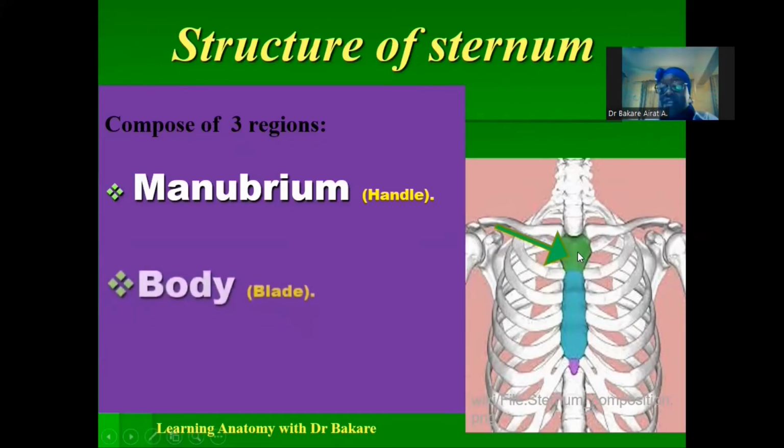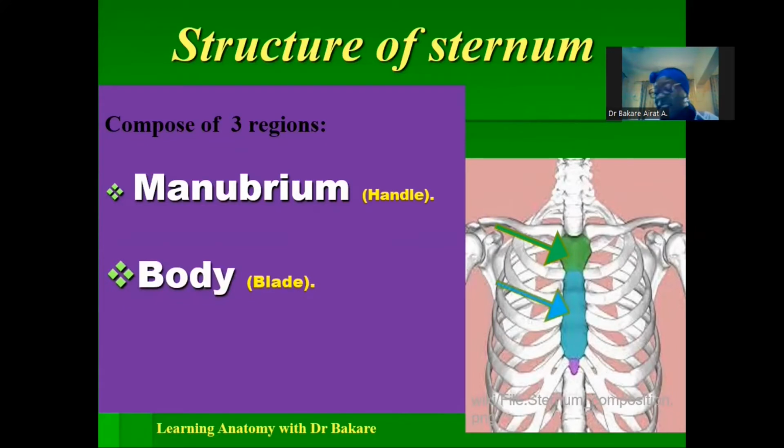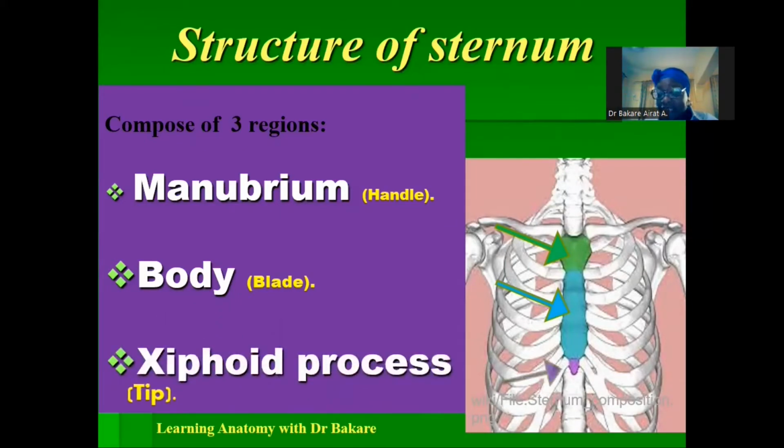And distal to the manubrium region, we have the body. The body is also referred to as the blade, and this is the body of the sternum, highlighted in blue. And more inferior to this, we have the xiphoid process, which is the most distal region of the sternum. This is also called the tip of the sternum. So you can see that the sternum itself is made up of different structural components, and this we have highlighted.